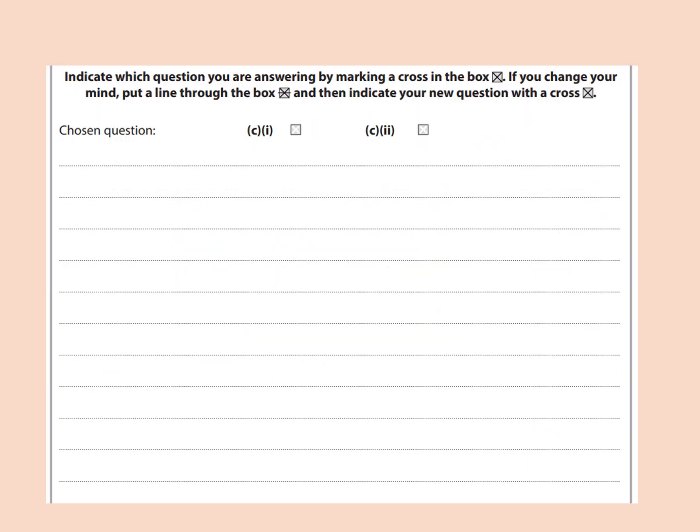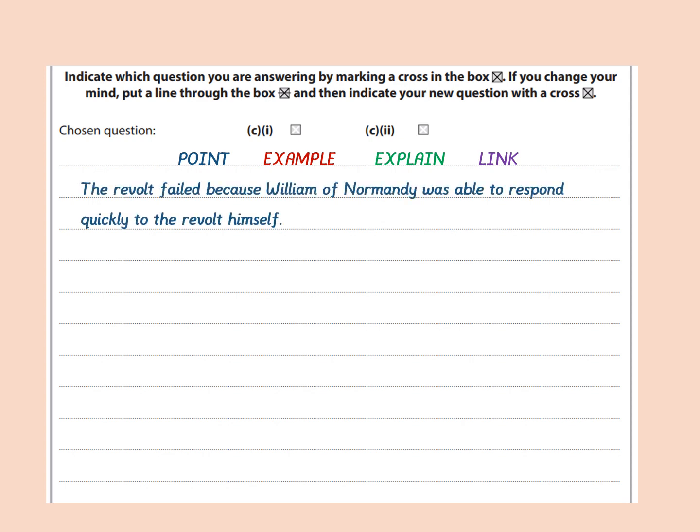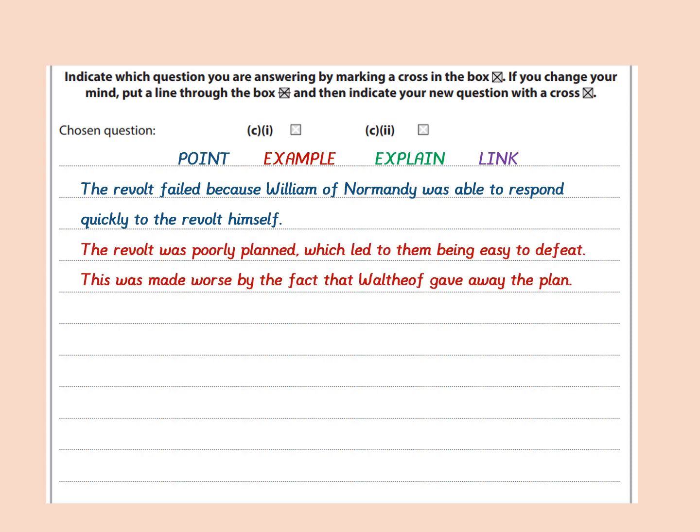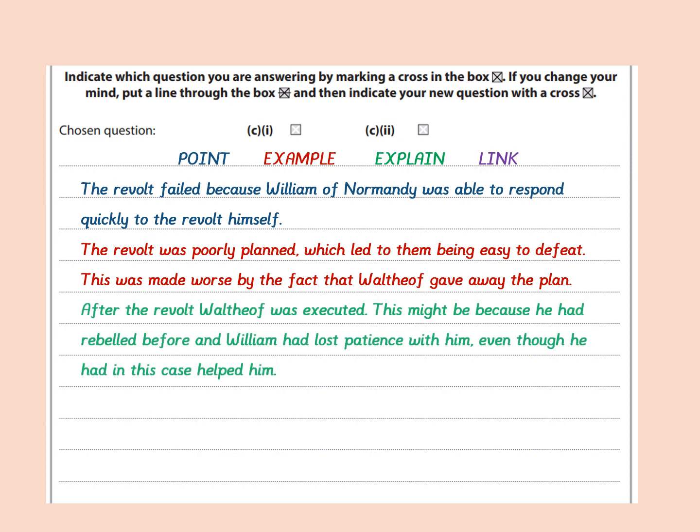But let's imagine I hadn't done quite so good a job with this. Let's consider what might be wrong with this paragraph. The revolt failed because William of Normandy was able to respond quickly to the revolt himself. The revolt was poorly planned, which led them to being easy to defeat. This was made worse by the fact that Wulfioff gave the plan away. After the revolt, Wulfioff was executed.